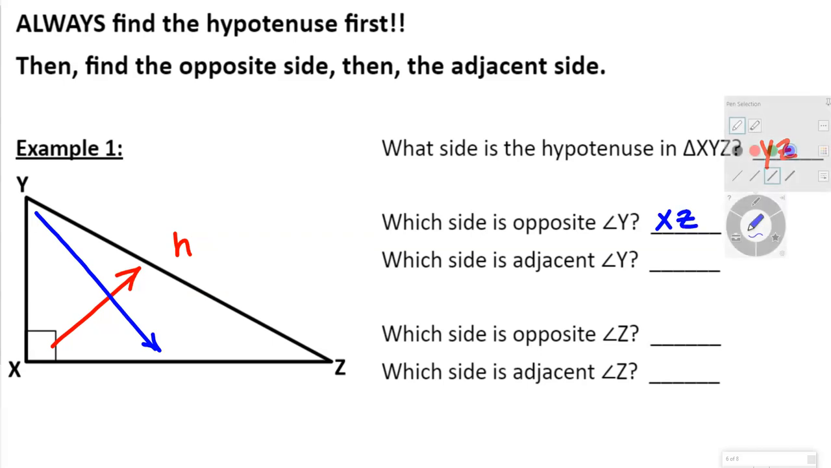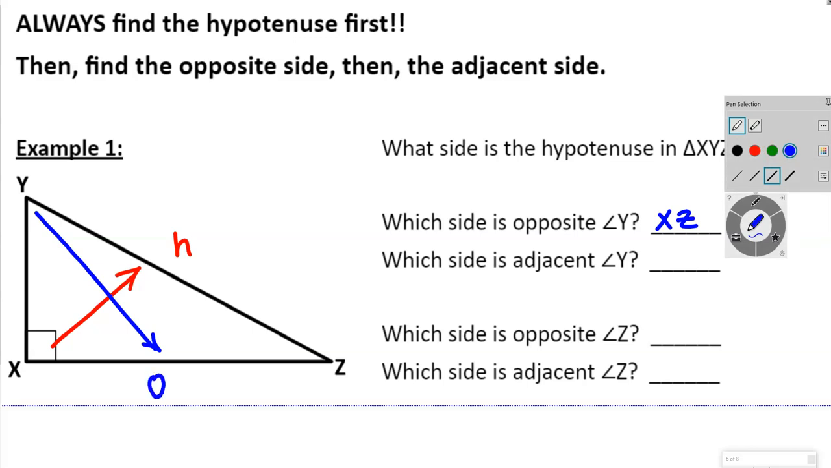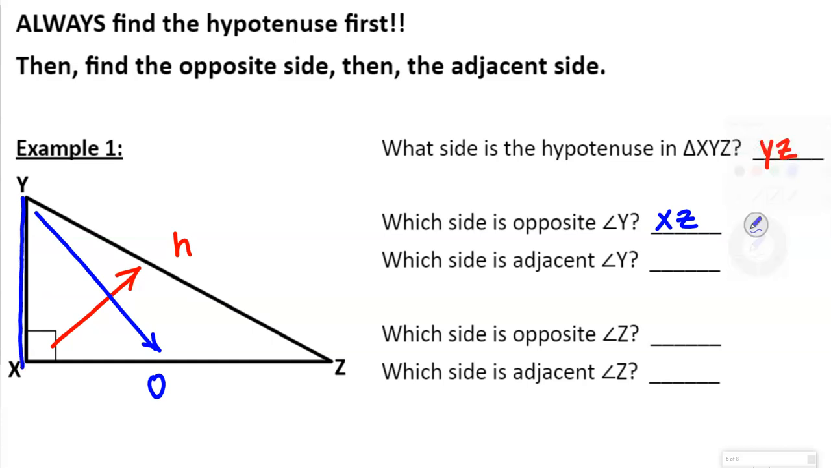And then what side is adjacent? Okay, what does adjacent mean? Okay, so this was opposite, so we're going to label it O, okay? And that has to do with angle Y. So which one is beside? Which side is beside that we haven't already labeled? This is the key. It's this one right here. So which one is that? XY. Okay, y'all see that? Okay, now this again is going to become very relevant when we do this on Monday, okay?